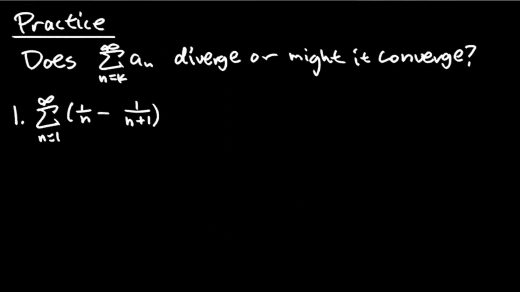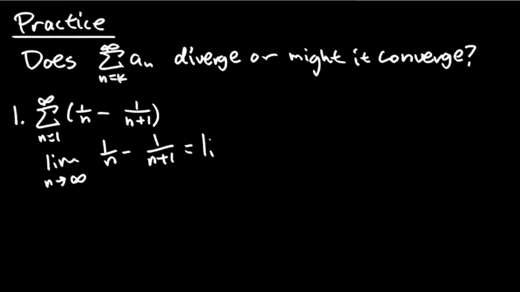Alright, so let's practice with this and see, is this thing going to diverge or might it converge? So the a sub n here is just that thing inside. It is the summand. Is this going to converge? Let's see. Or is this going to diverge? So let n approach infinity. So you're essentially going to get 0 minus 0. Or are you? So let's check.